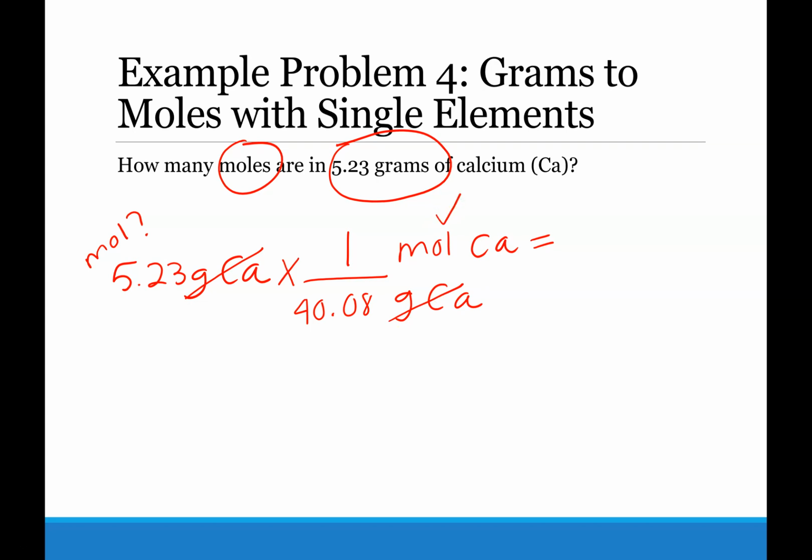So in your calculator, you'll type 5.23 divided by 40.08, and that's going to equal 0.13 moles of calcium. Let me know if you have any questions about example problem 4.